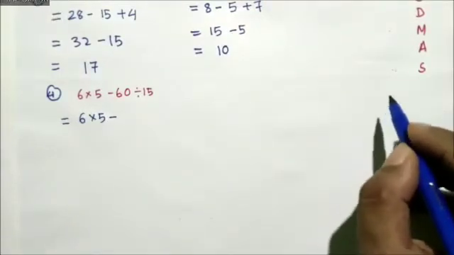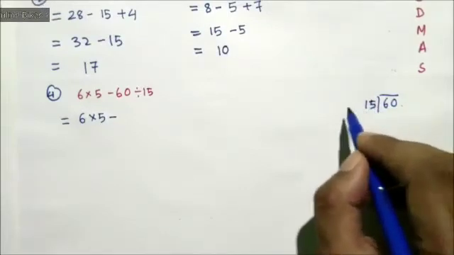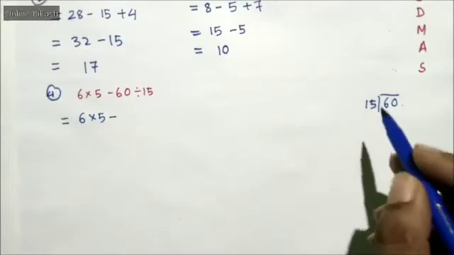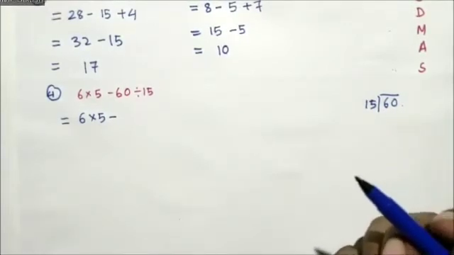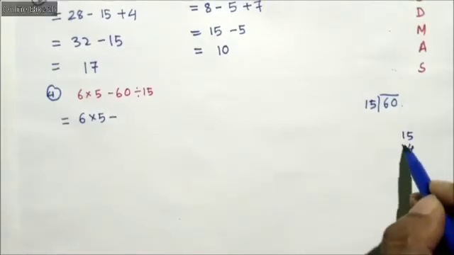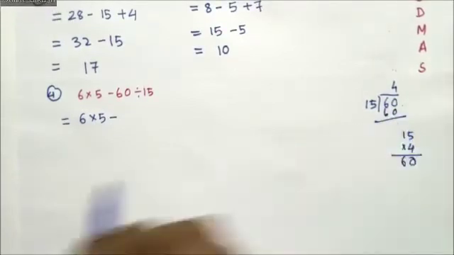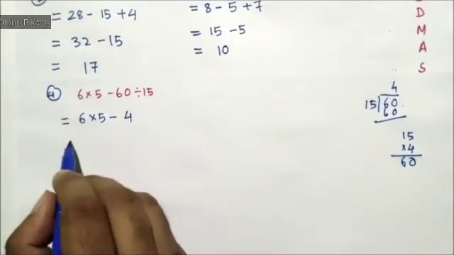I'm just doing it for you: 60 divided by 15. 15, how many is 60? If you memorize the table of 15, then it will be easier for you. But if you have not memorized it, then you need to multiply. If you multiply 15 with 4, then you will get 60. So 15 fours are 60, right? The answer is 4.